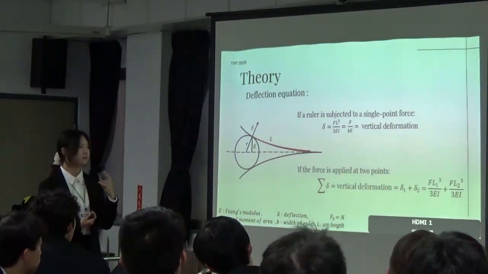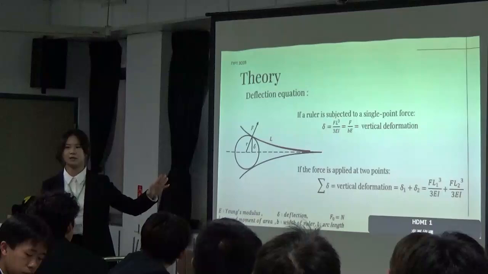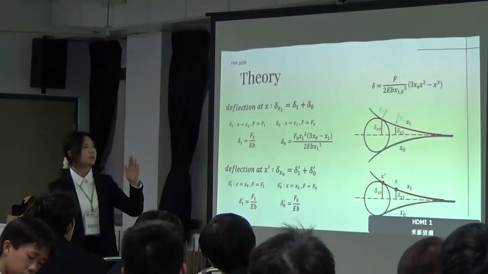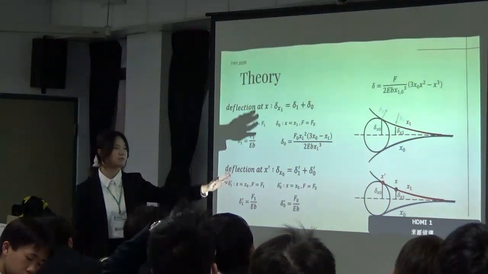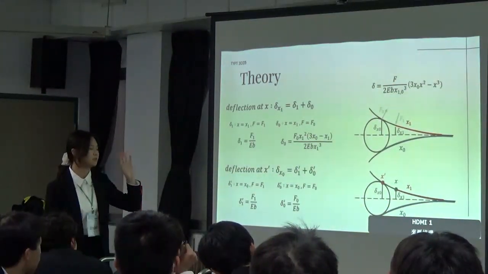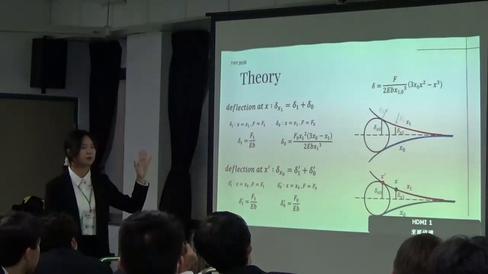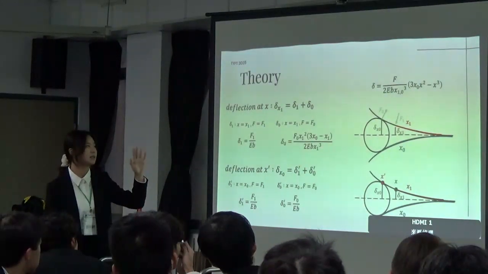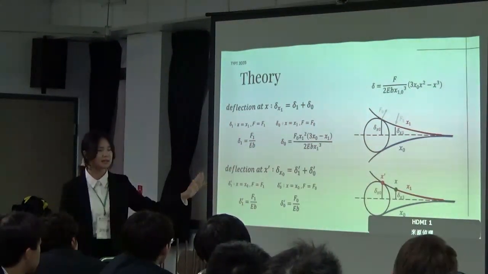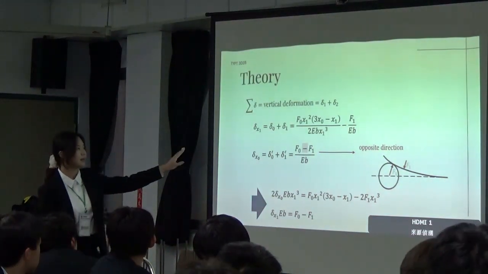And in my experiment, I have 2 force points, so it will be 2 deflections added together. The delta is the deflection. I define the points as x and x1. From observing the x point, I can get delta x1, which will be caused by delta 1 and delta 0. And from observing from x1, I can get a delta x0. After adding these 2 together, I can get this formula.